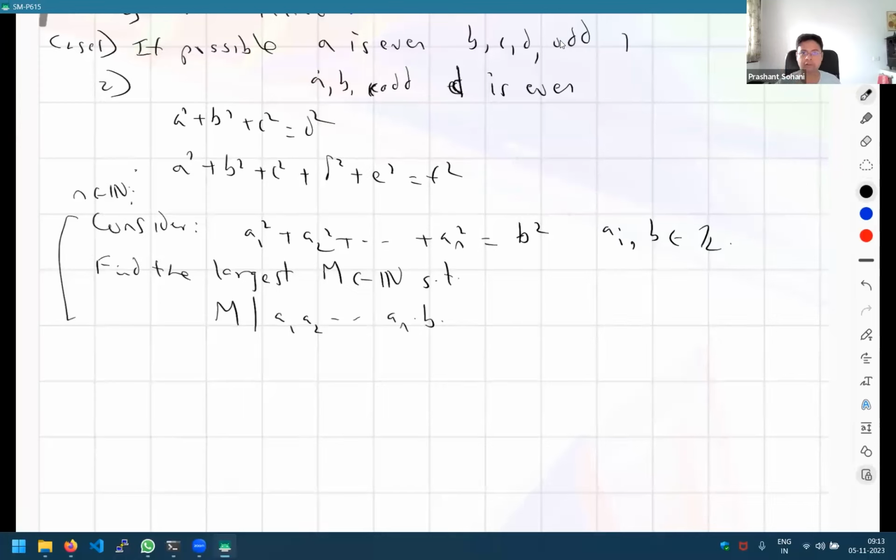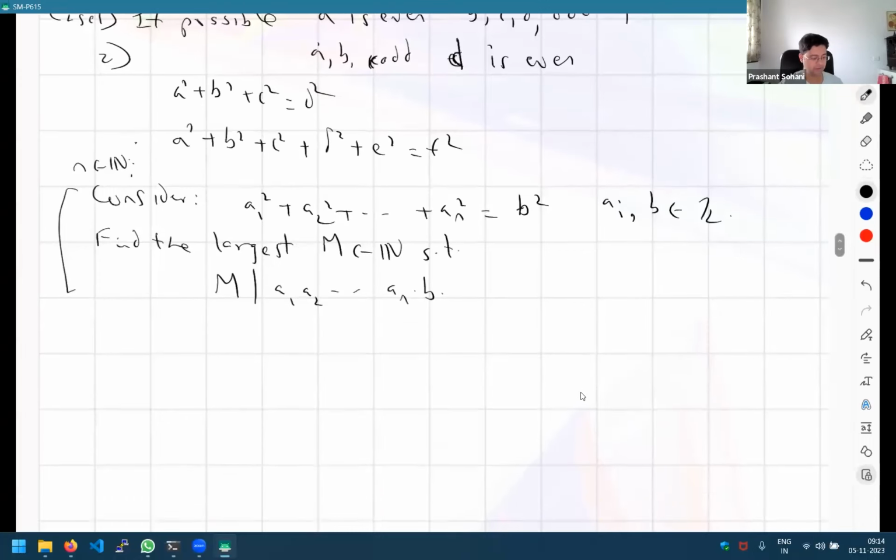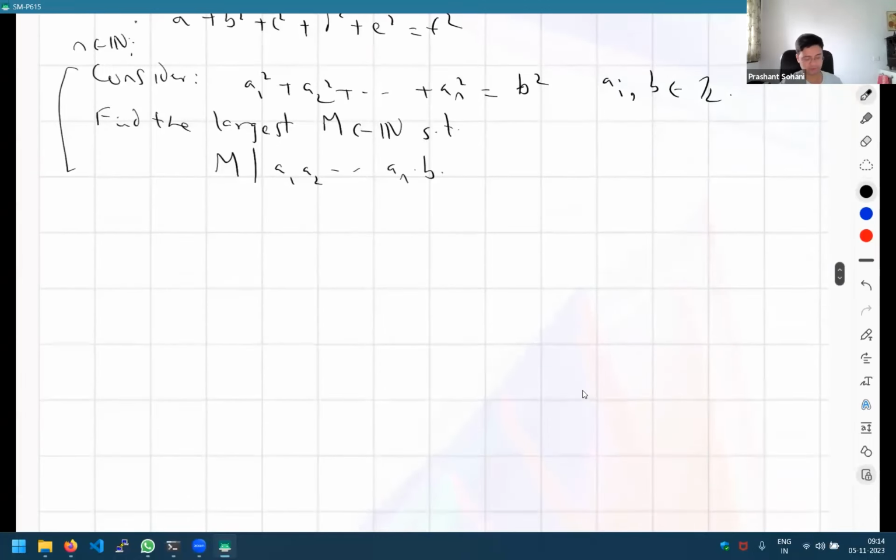So, anybody who was able to find the smallest possible solution? Yes, Mihir. No, sir, I raised my hand as well. And for the serious, okay.